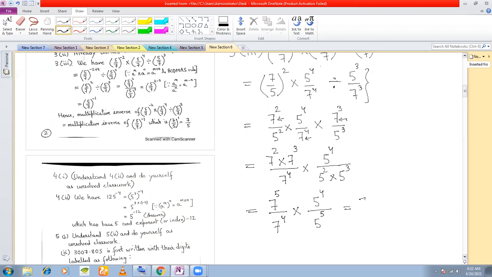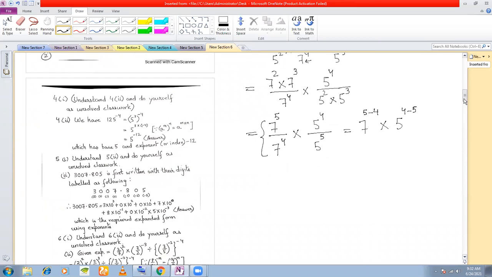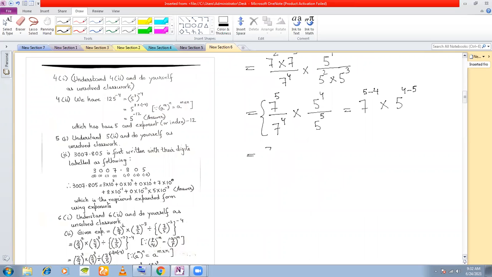Now you apply a to the power of m by a to the power of n here. So this is a to the power of m by a to the power of n form. So this is 7 to the power of 5 minus 4 into 5 to the power of 4 minus 5. So what are you getting here? You are getting 7 to the power of 1 into 5 to the power of minus 1. Now 5 to the power of minus 1 can be written as 1 by 5, which is 7 by 5. And that is your answer.